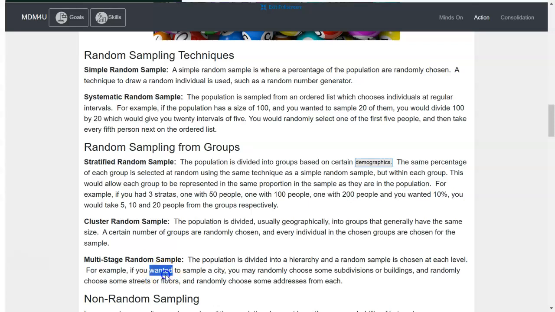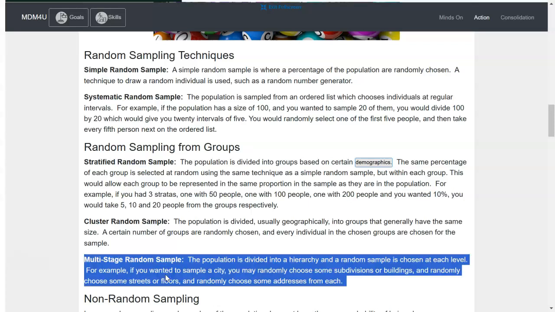This multi-stage is like the complicated one where you do a bunch of stuff, put them in groups, and then analyze them that way. But these two, I think, are easily confused. Stratified is when you put your sample in strata, or groups, and then look in each group and ask the right percent of the people in the group a question.